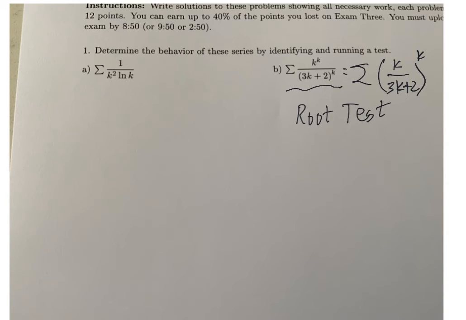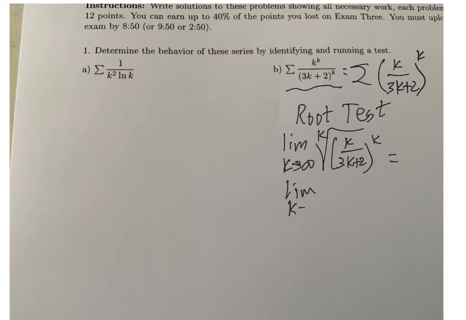You can do it in your head, but I'll write out the details. We're going to take the limit as k goes to infinity, the kth root of something to the kth power. You can see those k's are going to cancel. Then we get just k over 3k plus 2, a polynomial divided by another polynomial. They have the same degree, so their leading coefficients form the limit, 1 on top, 3 on the bottom. That's 1/3.